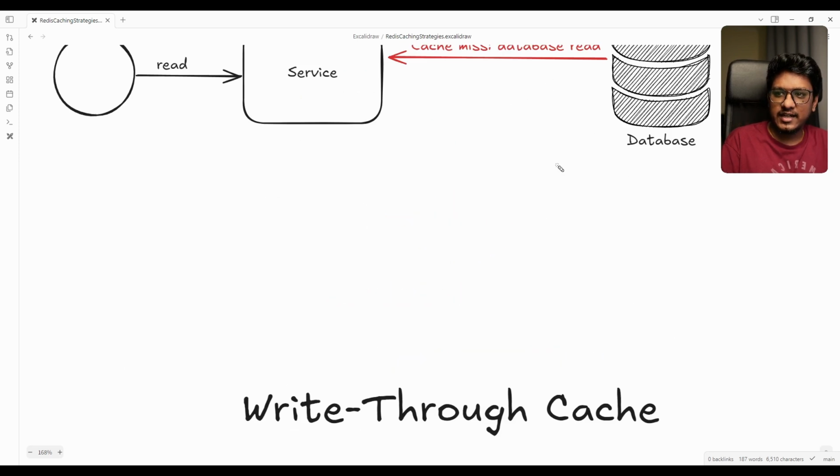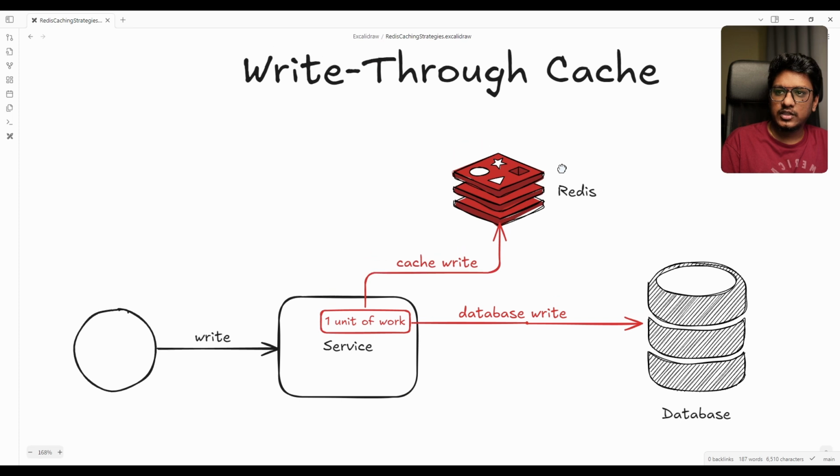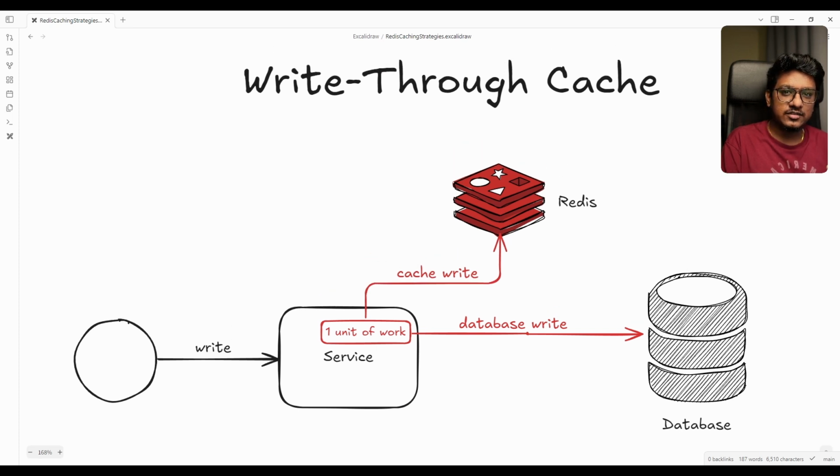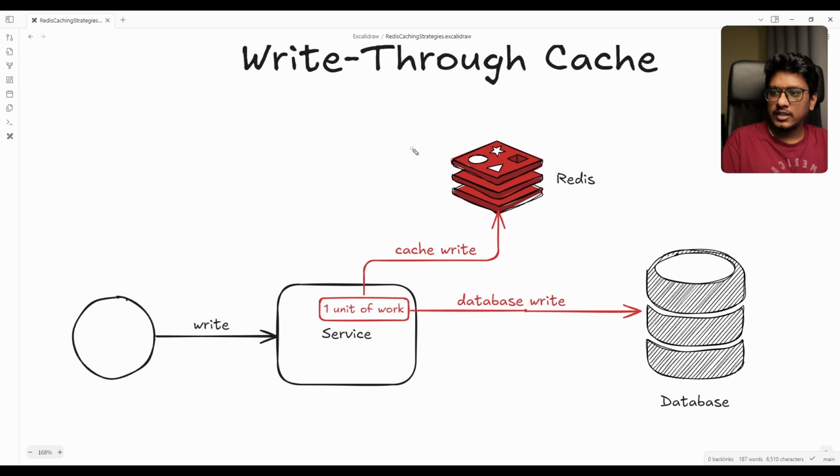Moving on to the next strategy, that is write through cache. In this strategy, instead of reading first, it purely focuses on write operations first. So when you update or create your data, you write to Redis and the database at the same time. If you look at the diagram over here, for all the write requests, this API backend service, let's say, will first write to the database and also write to Redis, or vice versa.